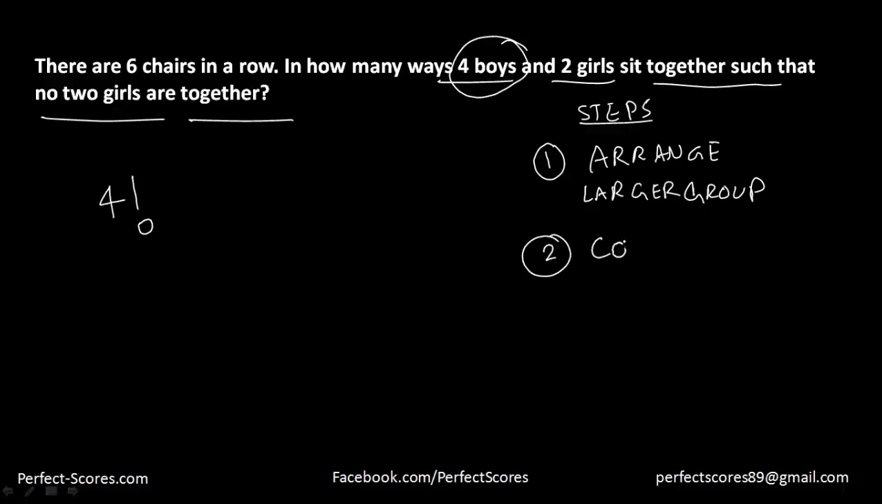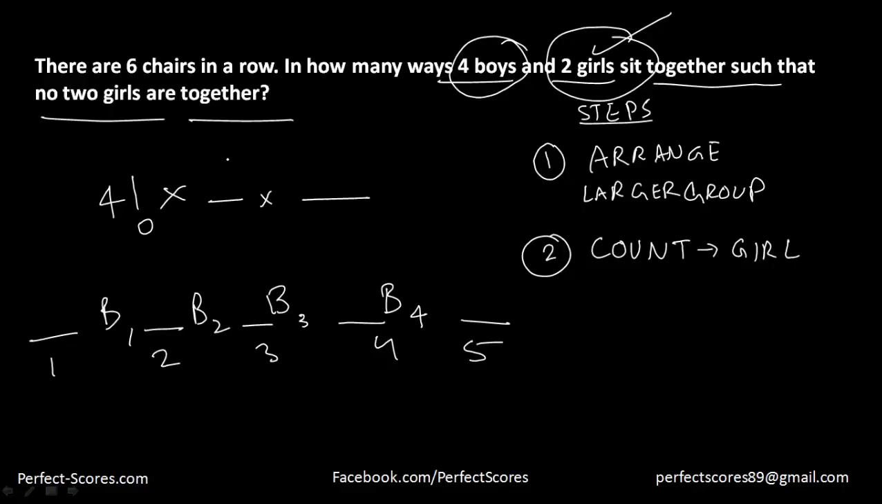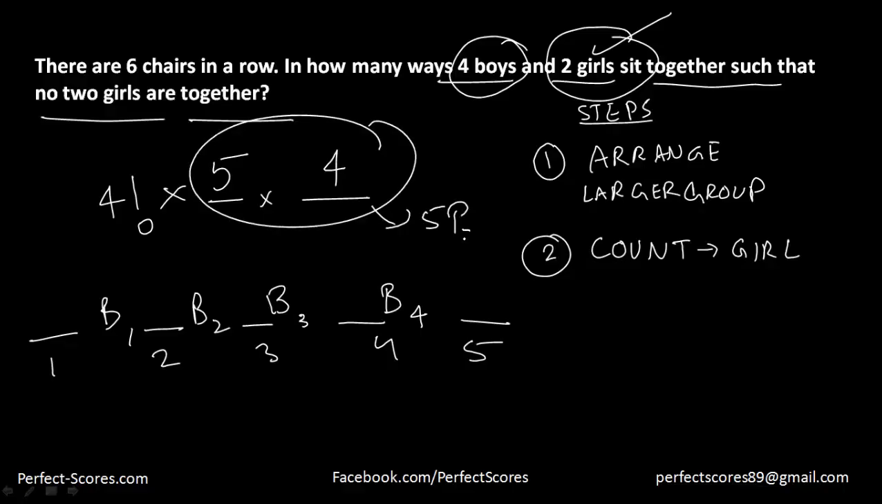Then you count the number of spaces in which the girls can come. So you have boy 1, boy 2, boy 3 and boy 4. Now, in how many spaces can these 2 girls come? There is 1 space here, 2, 3, 4 and 5. In these 5 spaces, these 2 girls can come. So how many slots do I have? I have 2 slots. The first girl can sit in any of 5 spaces, the second girl can sit in any of 4 spaces. This is indirectly 5P2.